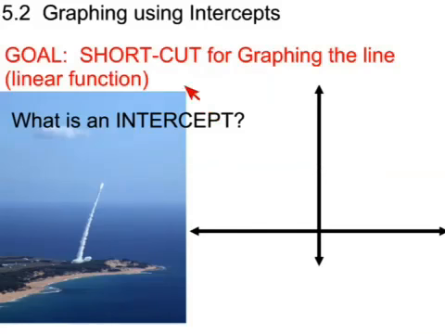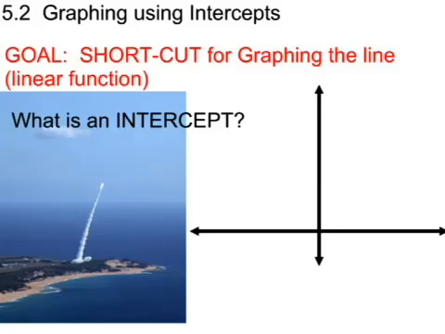In section 5.2, we're going to learn a shortcut for graphing these linear functions or lines, and it's going to be using what's called intercepts. On this screen, we just need to review what an intercept is. The word intercept means where two things hit.